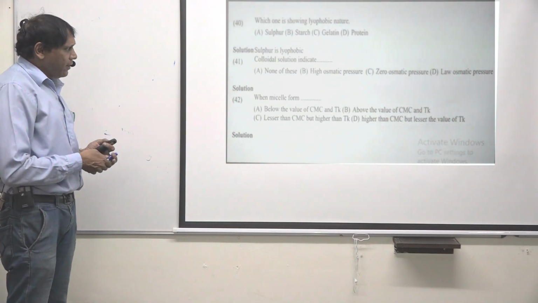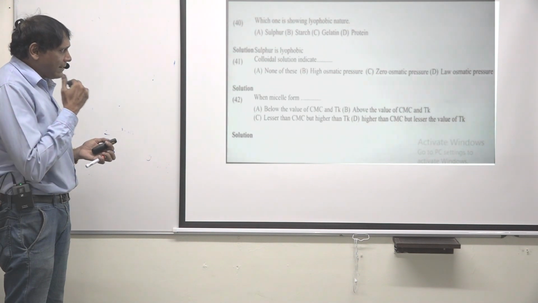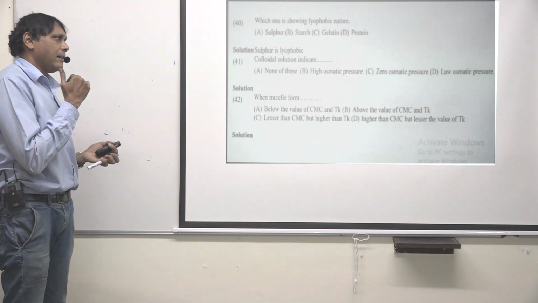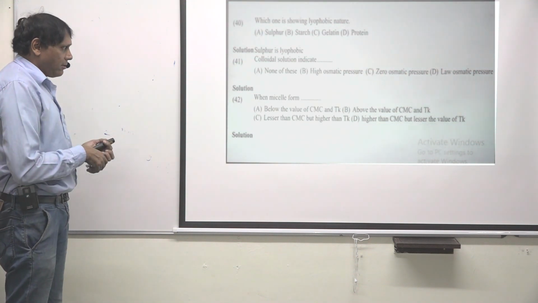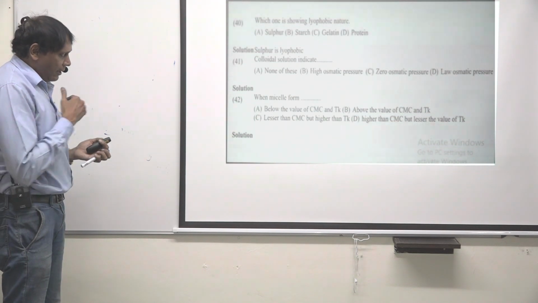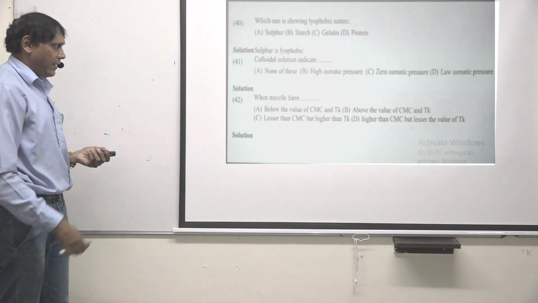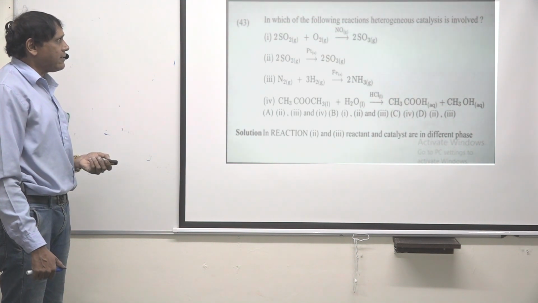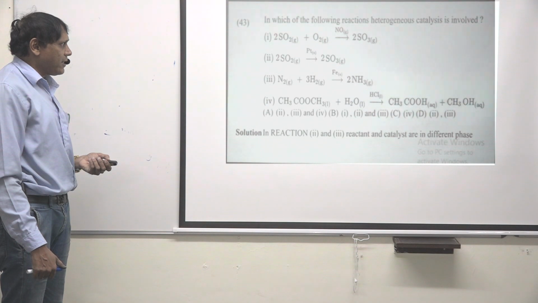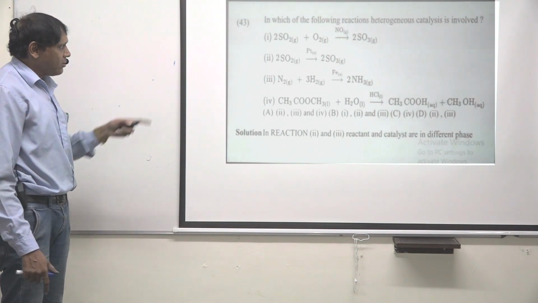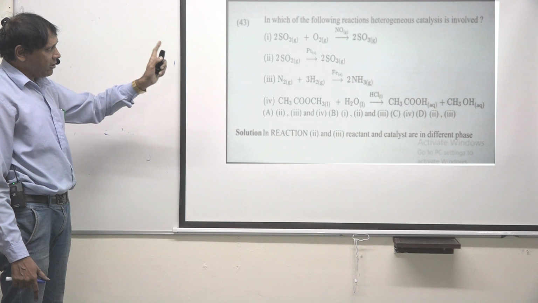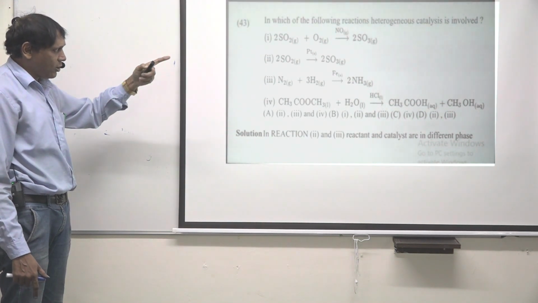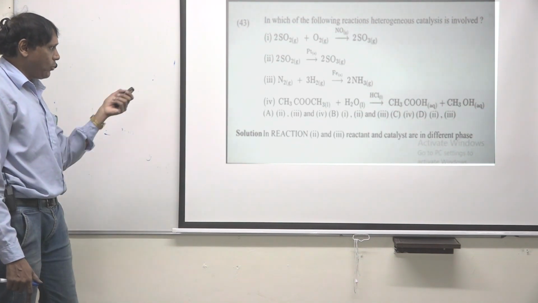When micelles form, we can say that it is above the value of CMC, critical micelle concentration, and Kraft temperature, that is the critical temperature. So answer B is correct. In which of the following reactions is a heterogeneous catalyst involved? Heterogeneous means not in the same phase. So in second and third, the reactant is gaseous, the product is gaseous, and the catalyst is solid. So the answer is 2 and 3.